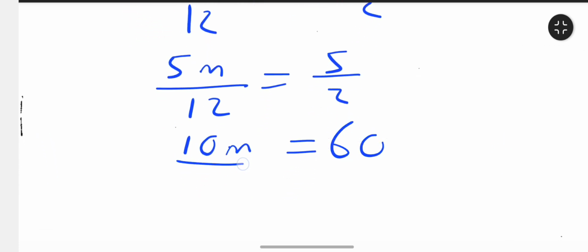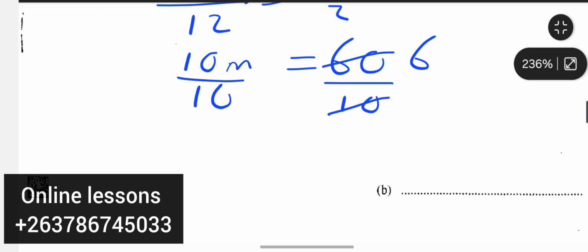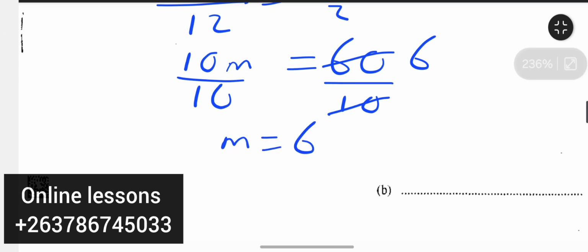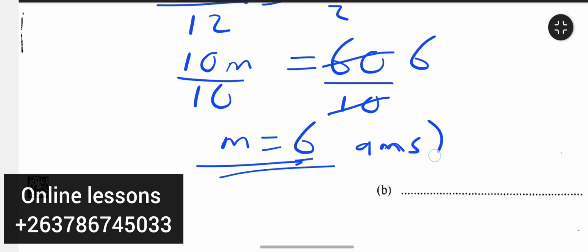Now we solve for m, so we divide all of the sides by 10. So 10 into 60, that's 6. So the value of m is going to be 6. That is how you got those 2 marks. So m is going to be 6, and it's going to be the answer.